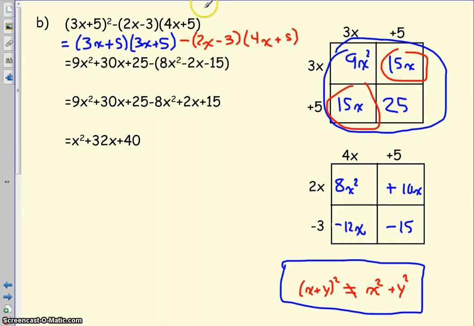The other mistake that I often see here is, you see how there's a subtraction here. Remember that this subtraction applies to this entire multiplication that's taken place. So this negative sign will apply to everything that's there after you've done the multiplication. It doesn't just apply to the 8x squared, it applies to the minus 2x and the minus 15. So it distributes through, and you get minus 8x squared plus 2x plus 15. So once that's done, you can simply collect your like terms, and you get x squared plus 32x plus 40.